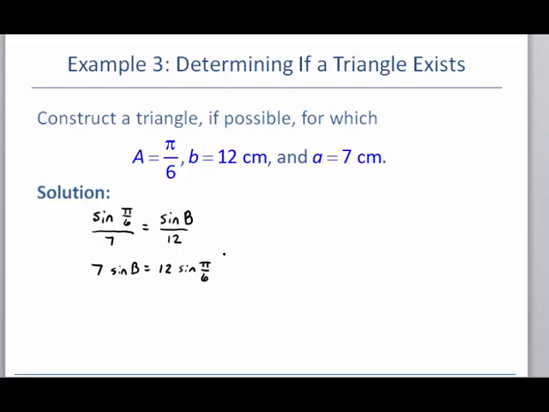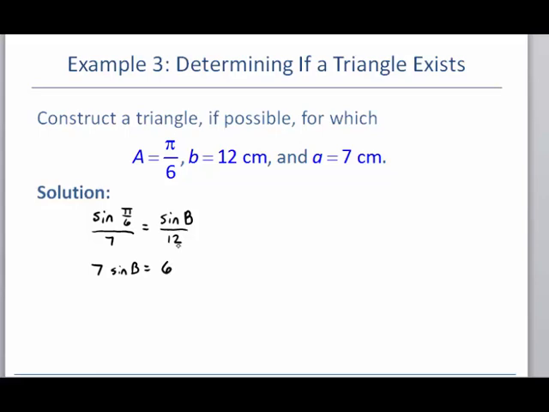We know that sine pi over 6 is equal to 1/2. And so instead of writing sine pi over 6, we may want to go ahead and say that that's equal to 1/2. And then furthermore, when we have 12 times 1/2, half of 12 is 6. So why don't we go ahead and simplify that as well, and make this side 6.